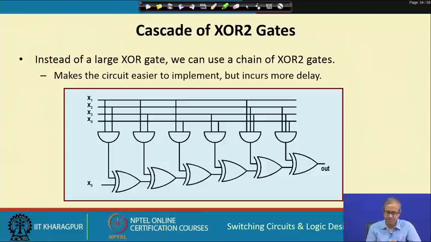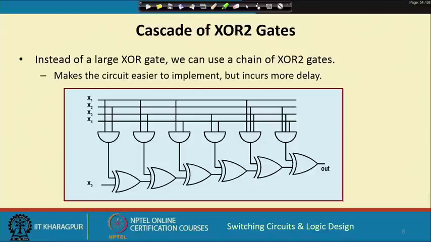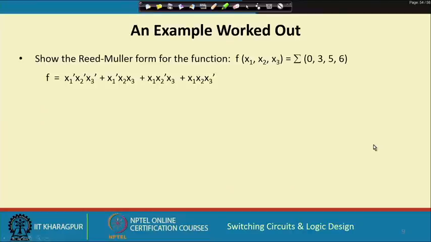This is what we are mentioning, that instead of a single large XOR gate, we can have a cascade of such gates also, in general. So, let us work out a complete example here.